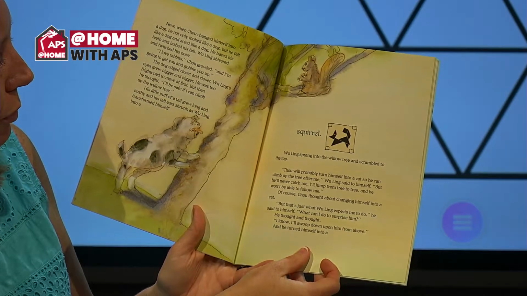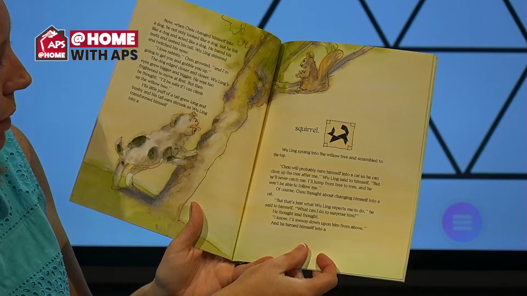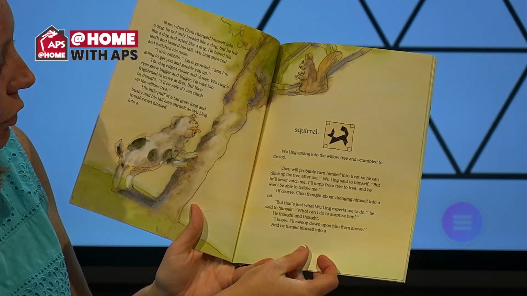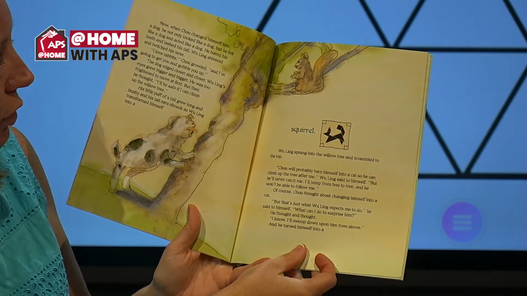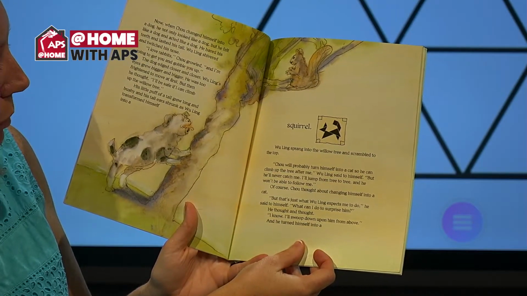"Chow will probably turn himself into a cat so he can climb up the tree after me," Wu Ling said to himself, "but he'll never catch me. I'll jump from tree to tree, and he won't be able to follow me."